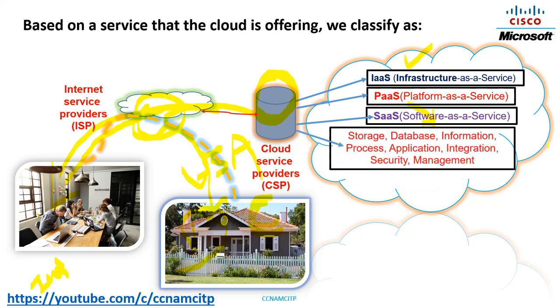And apart from this, what these services include is storage, database, information, process, application, integration, security, management. These are also known as services, and all of this comes under infrastructure, PaaS, and SaaS. So this is a very simple diagram I just took here. What is happening here? We are using these services, and these services are provided by the CSP. He has lots of services, a bundle of services. So we are selecting what you want.